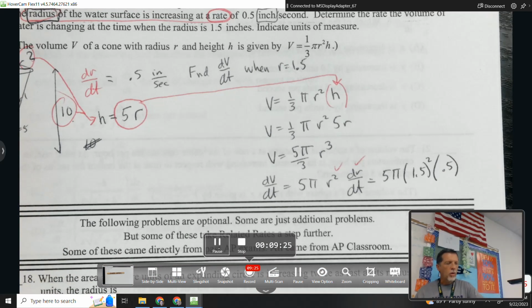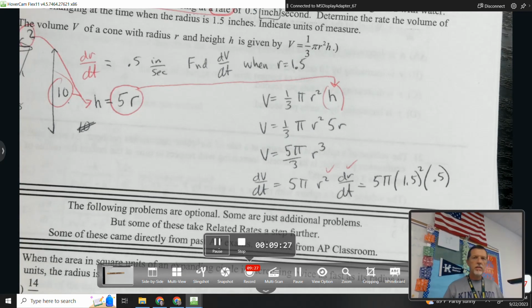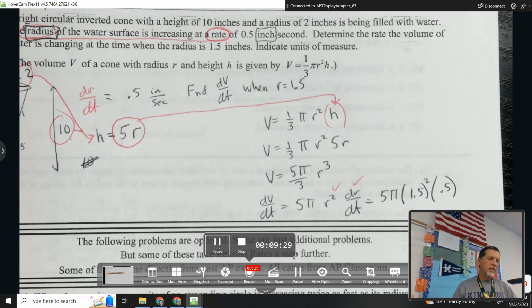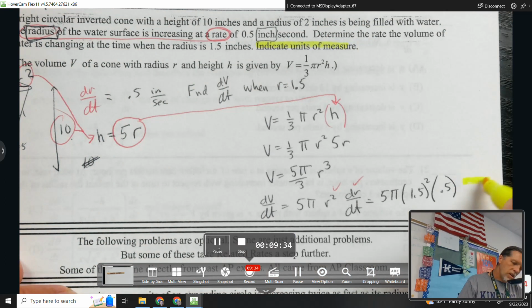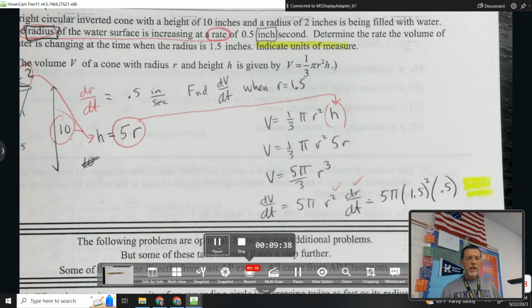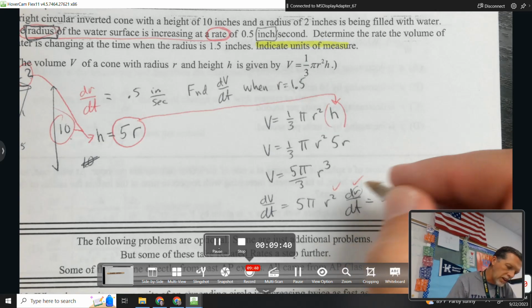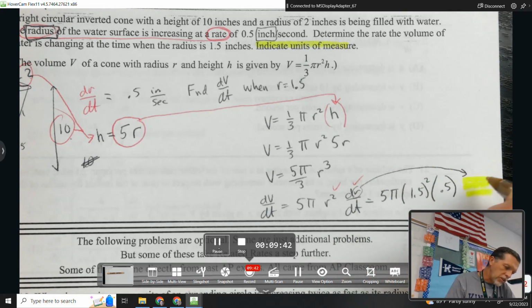Although I'm not quite done with this problem. What's left to do? Units. Indicate units of measure. Well, again, you don't have to keep up with the units. You can just grab them at the end. Radius is measured in inches, and time is measured in seconds for this problem. So there's my answer.